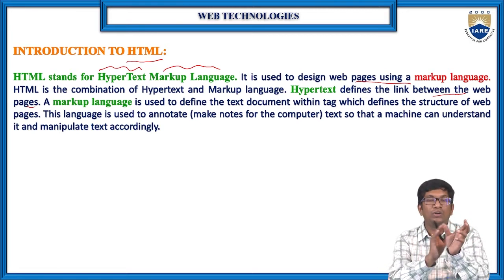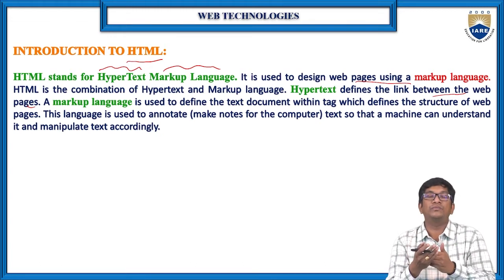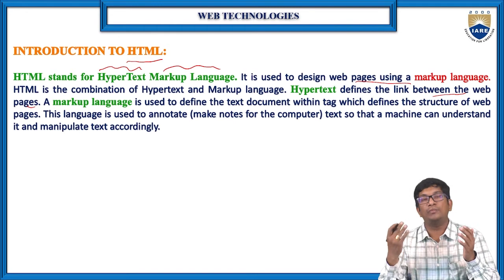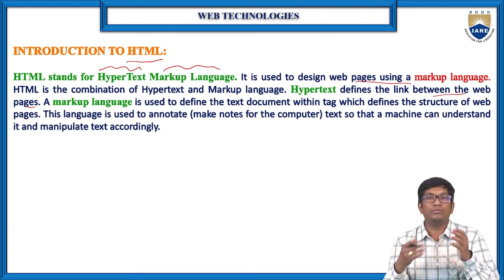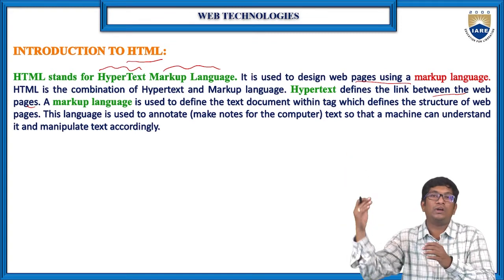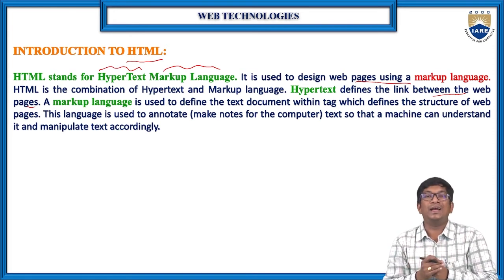So we're linking from one document to another document, or within the document we can link, that we call hypertext. In a website, we have many web pages. So a website is a collection of web pages. If you want to move from one page to another page, or from the third page to the home page, that is possible by using hyperlinking, that we call hypertext.